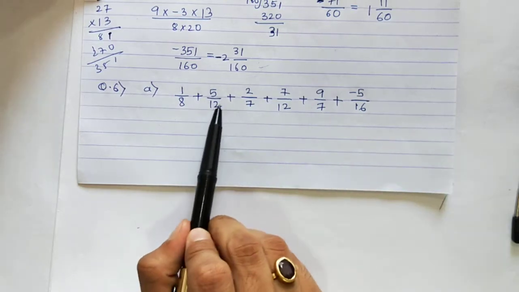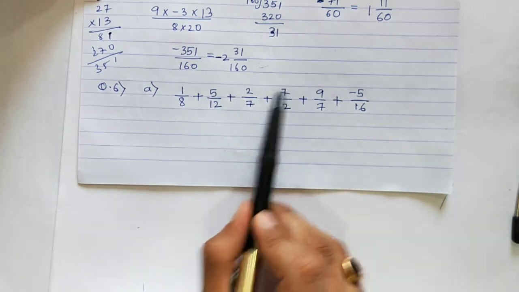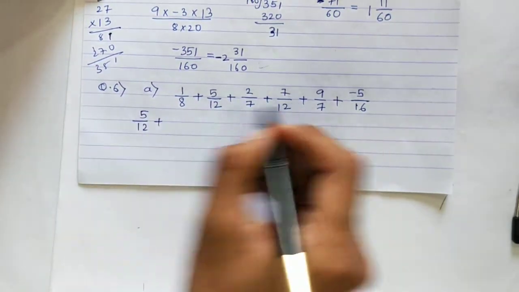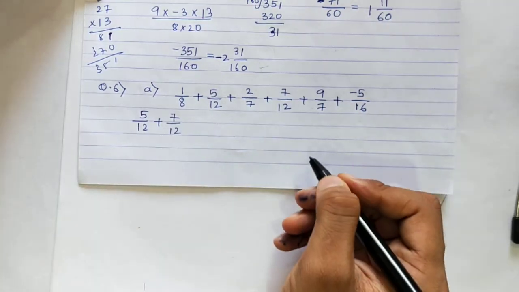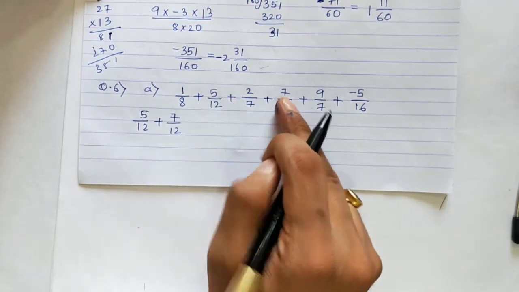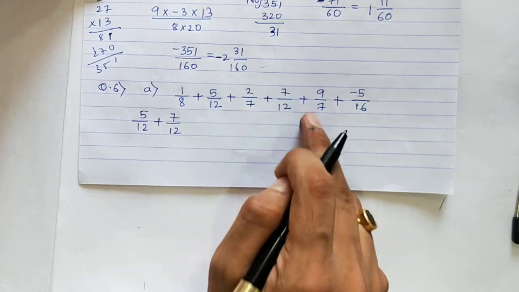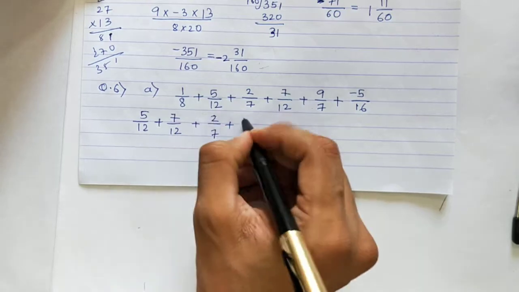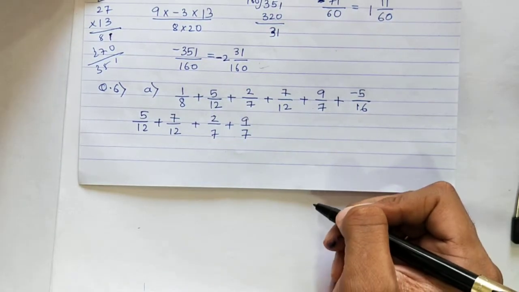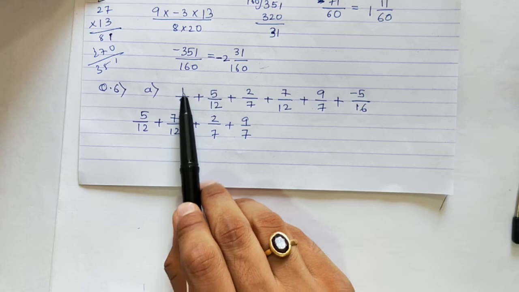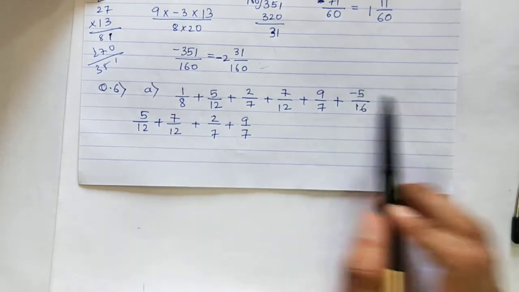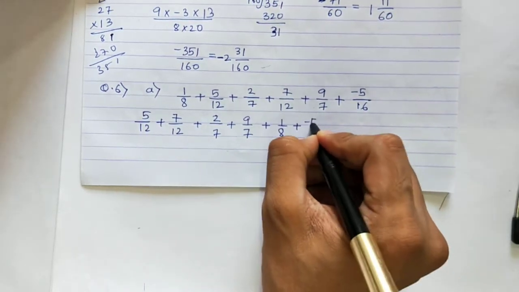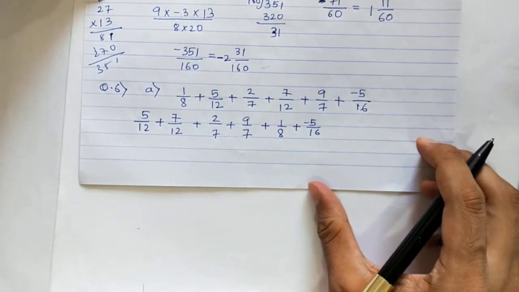You see, the denominator of this term and this term is same, so I'll write them together. 5 upon 12 plus 7 upon 12, correct? These two numbers. Now the denominator of these two terms is same, 2 upon 7 and 9 upon 7, so I'll write them together. 2 upon 7 plus 9 upon 7. Then these two are remaining, 1 upon 8 and minus 5 upon 16. So I'll copy them also. 1 upon 8 minus 5 upon 16. Okay.